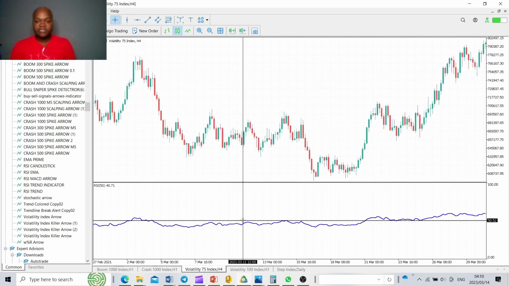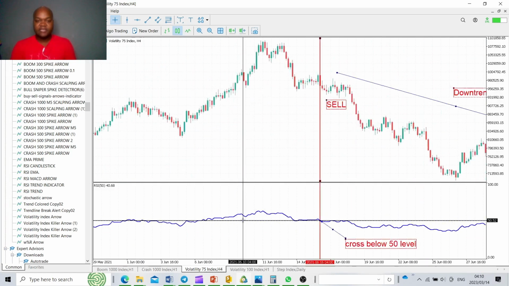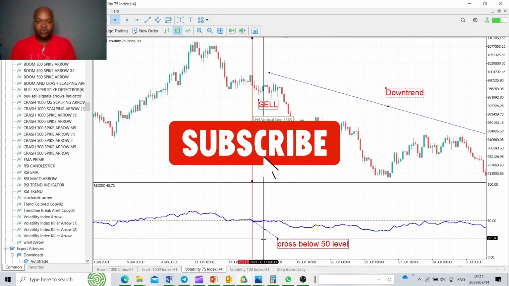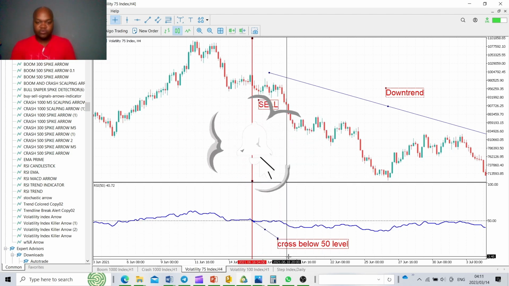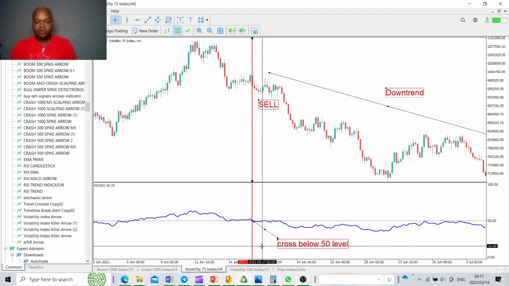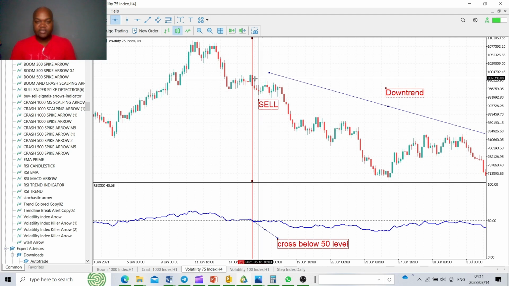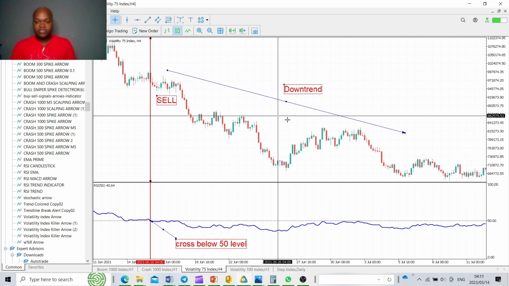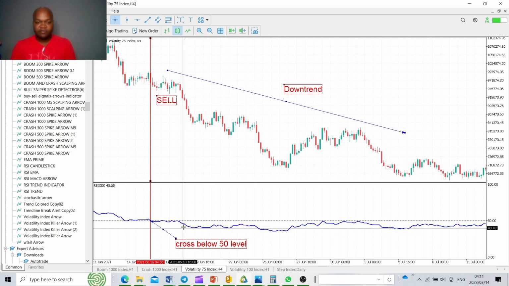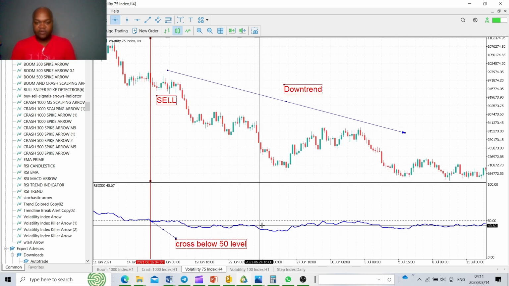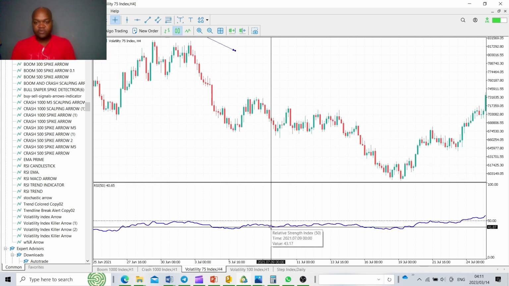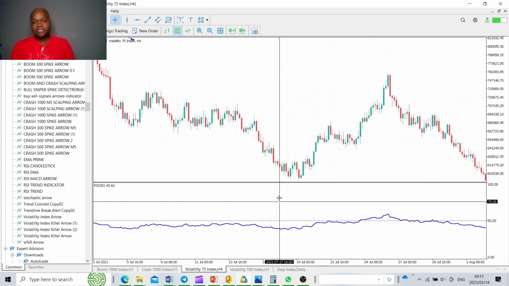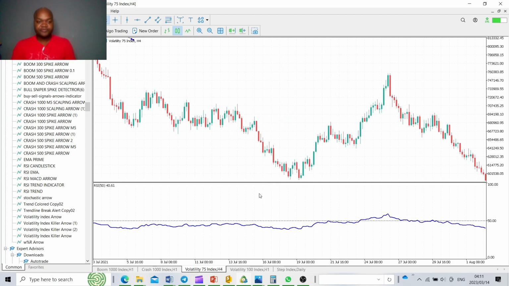Let's look for another example where we're going to be selling using this strategy. We wait for the RSI to cross below the 50 level at this point, and we are going to sell, because during that period the market was moving down. You can see whenever the RSI was below 50, the market moved down for a very long time. So basically this is the strategy that we are talking about.